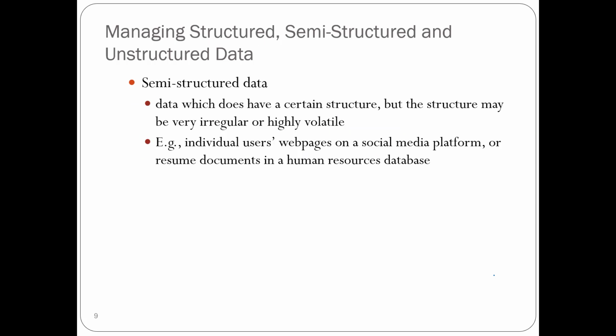Interestingly, we have the third category, which is sitting in between the first two categories. This is semi-structured data. So in semi-structured data, we do have some structure, but that structure is highly volatile. So the data does not have a certain structure, but the structure may be very irregular or highly volatile. Let's look at some examples of semi-structured data.